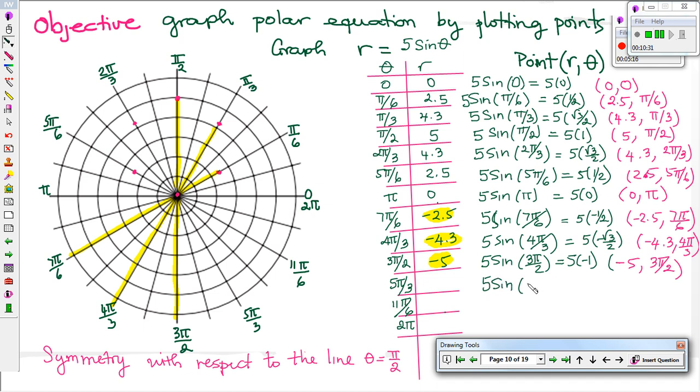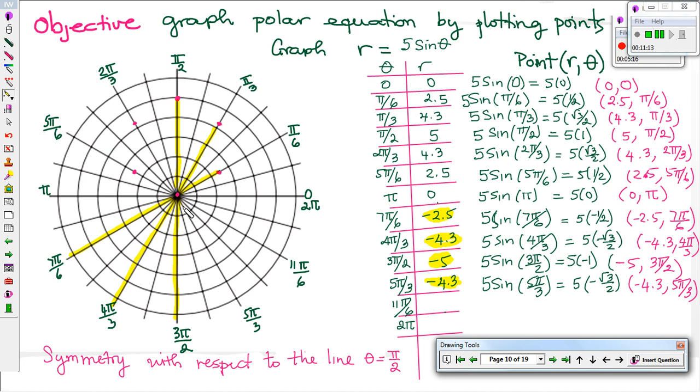Now next, we do 5 times sine of 5 pi over 3. So we do 5 times negative square root of 3 over 2. So that will give us negative 4.3. Again, we have negative r. So when we plot the point, we have to be very careful. So go ahead and plot the point negative 4.3, comma 5 pi over 3.